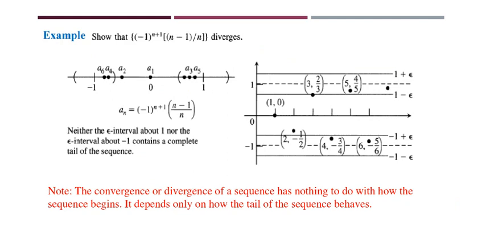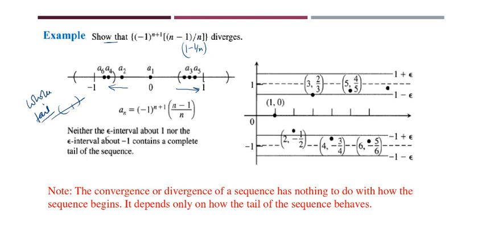Show that minus 1 raised to the power n plus 1 and n minus 1 by n, so this is 1 minus 1 by n, diverges. We have already seen it with an example. Now with the definition we have just given, I can say that the odd terms are going towards 1, the even terms are accumulating towards minus 1, but I cannot find a single interval so that the whole tail can lie within that interval.